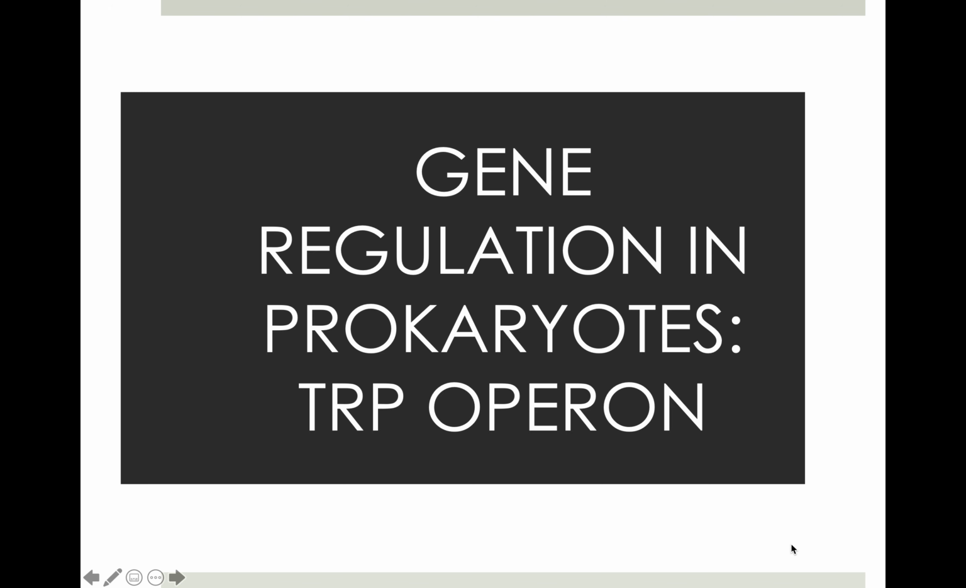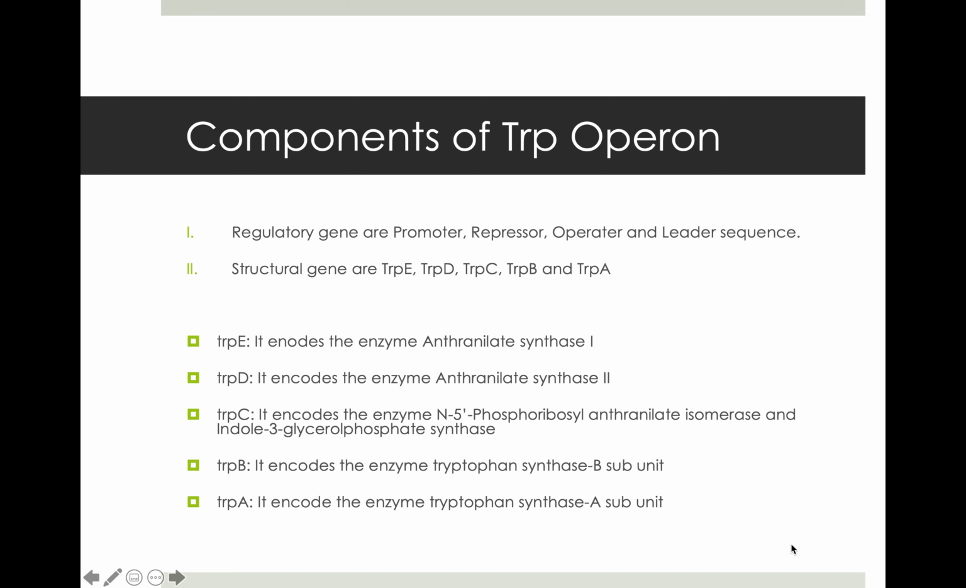Alright, this week we're going to cover two operons. So we'll start off with the Trp operon. Trp is for tryptophan, and the regulatory genes are the promoter, repressor, operator, and leader sequence. The leader sequence is very much needed for attenuation, which is a special feature in the Trp operon, not available in the lac operon. And there are 5 structural genes, named trpE, D, C, B, and A.